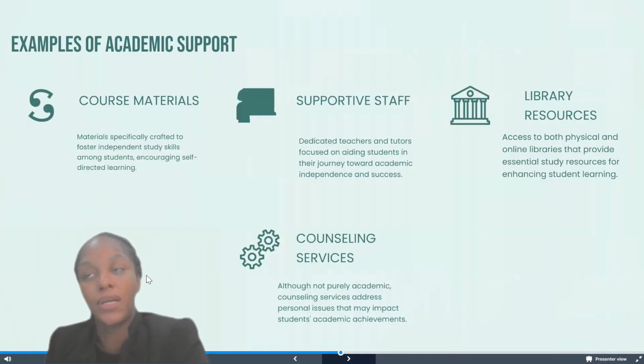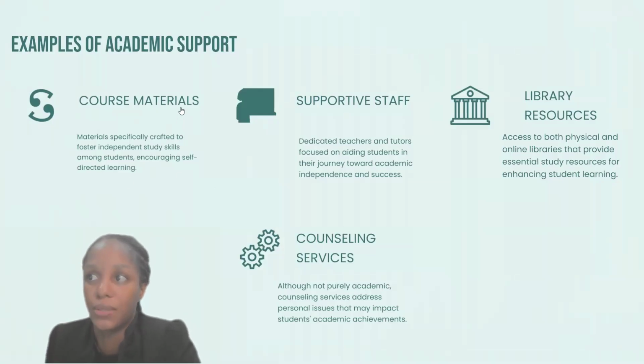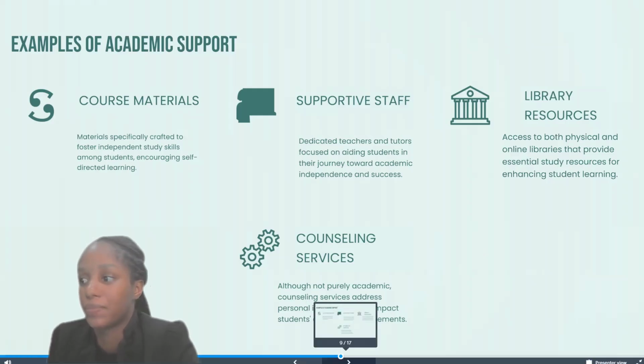For academic support, some key examples are course materials, which include students encouraging self-directed learning, supportive staff that includes dedicated teachers and students focused on aiding students in their journey toward academic independence and success. We have library resources, and we also have counseling services that do not need to be purely academic counseling, but could also include addressing personal issues that may impact the student's academic achievements.